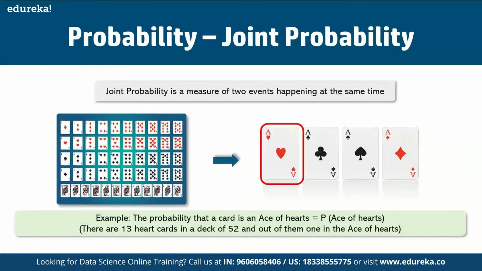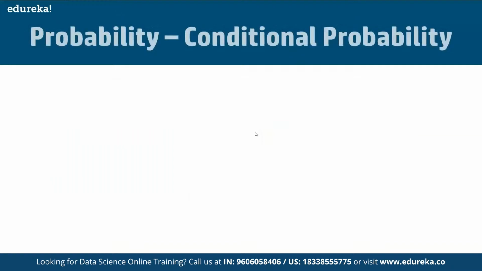The next is joint probability. Joint probability is a measure of two events happening at the same time. So here we want the probability that a card is an ace and a heart. How many cards are going to be an ace and a heart? We have a total of 13 heart cards, out of which one is an ace. So it is going to be 1 by 52.